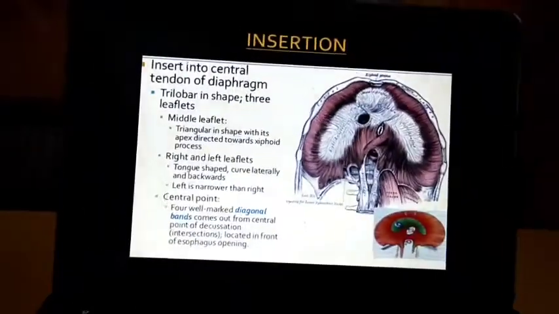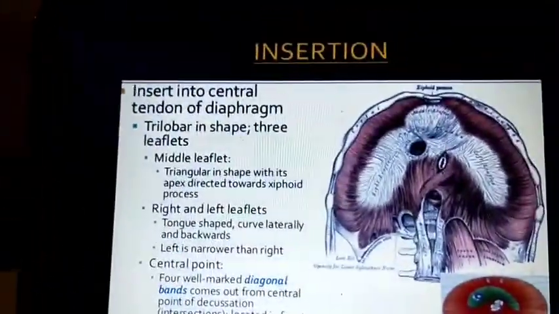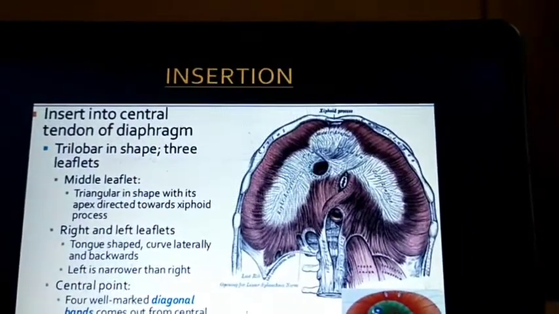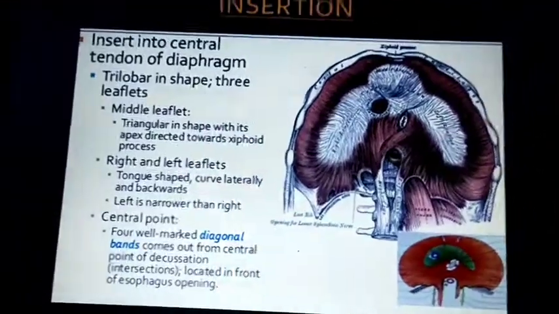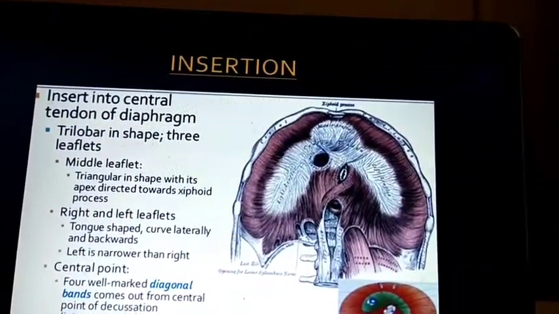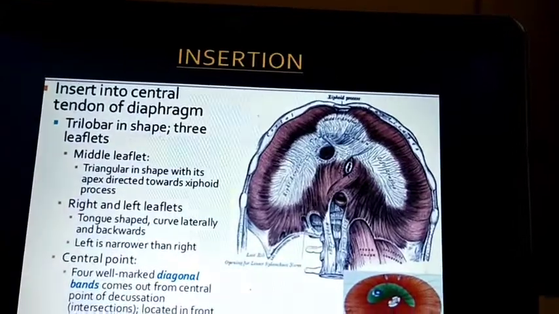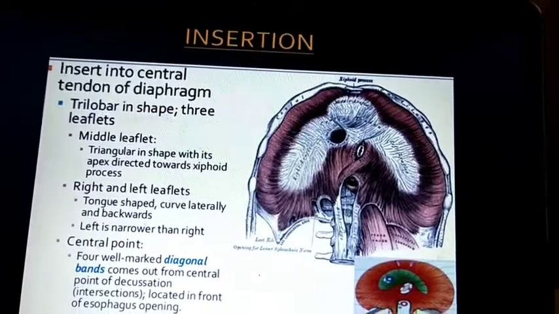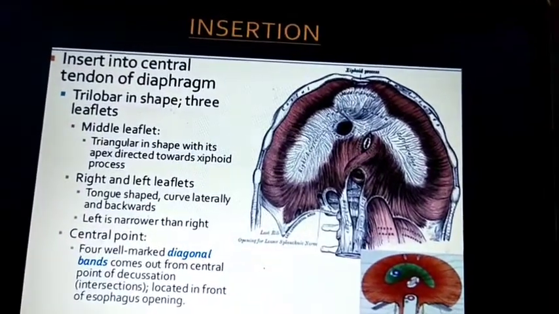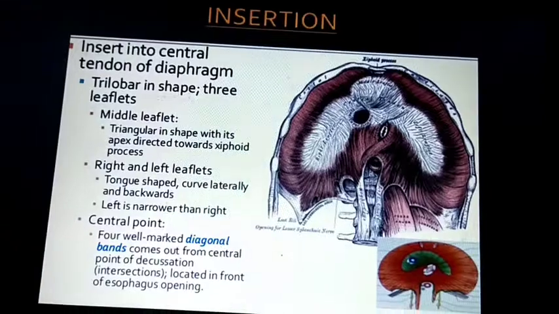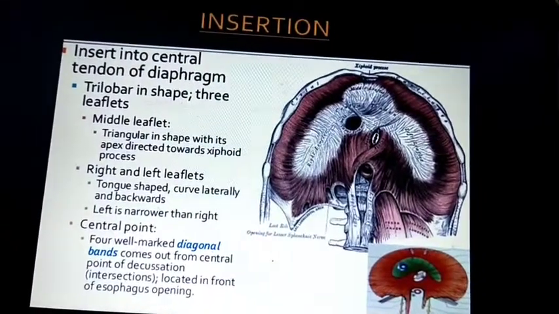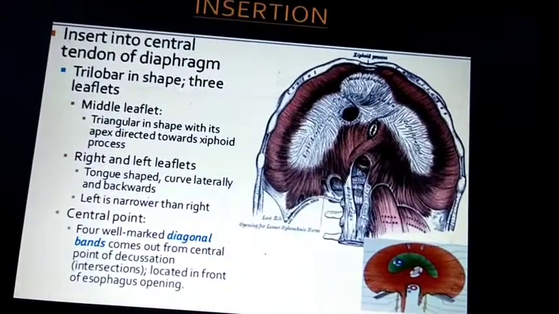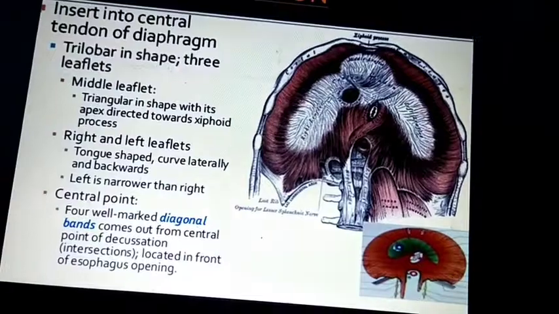Now the insertion, or tendinous part of the diaphragm. The white color that you see is the insertion, or tendinous part, of the diaphragm, and it is present at the center of the diaphragm. Just above the tendinous part, or just above the insertion, there is the pericardium, situated on the tendinous part of the diaphragm.